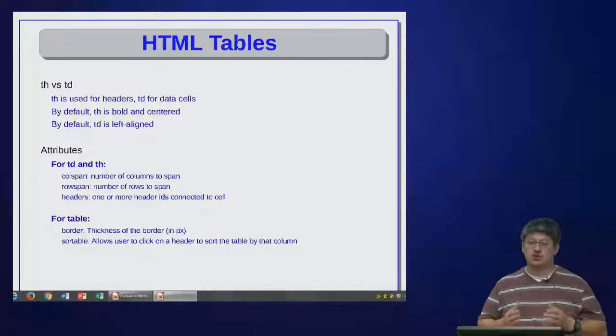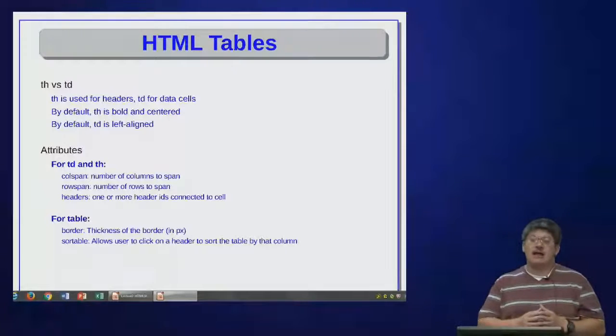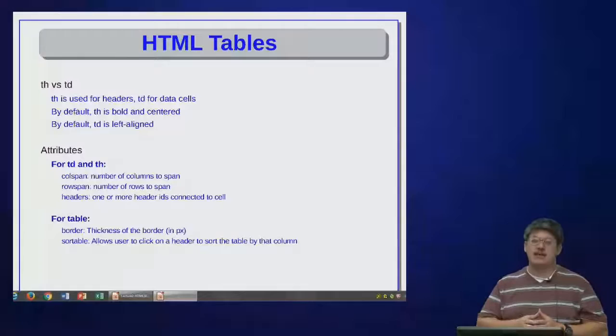Another attribute is the sortable attribute. If you mark a table as sortable, the web browser, if it supports this feature, will allow the user to click on a table header and sort the rows of the table by the data in that column.